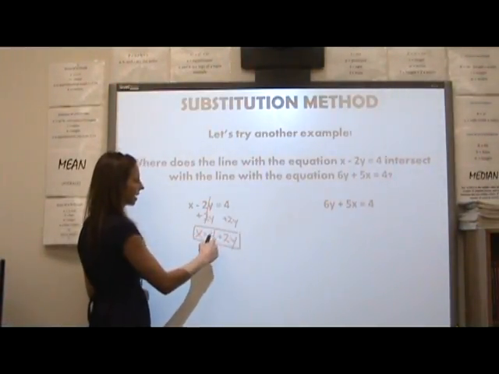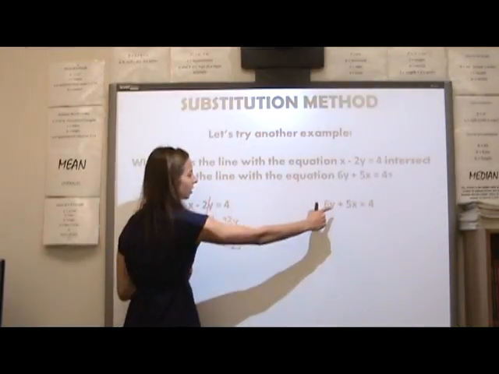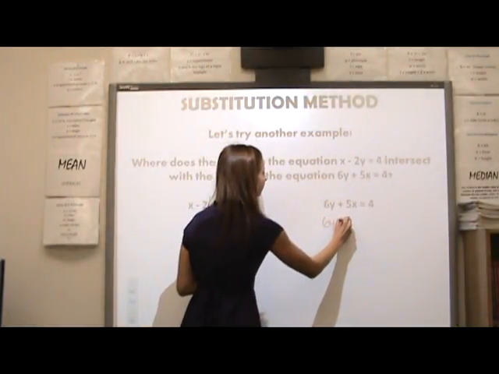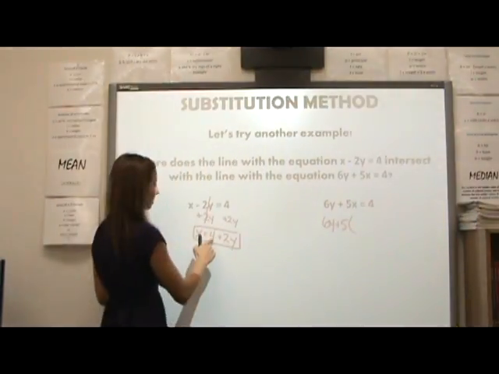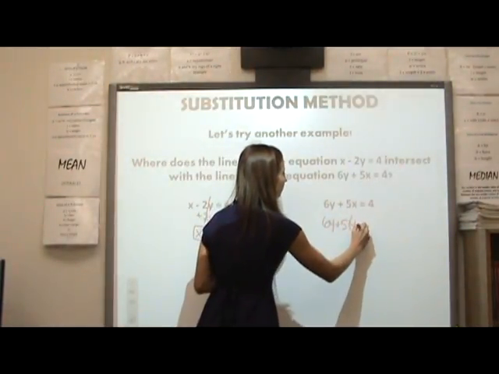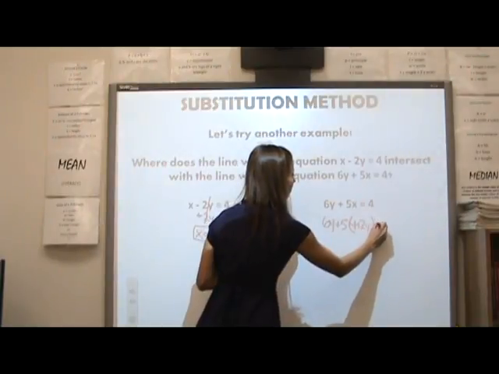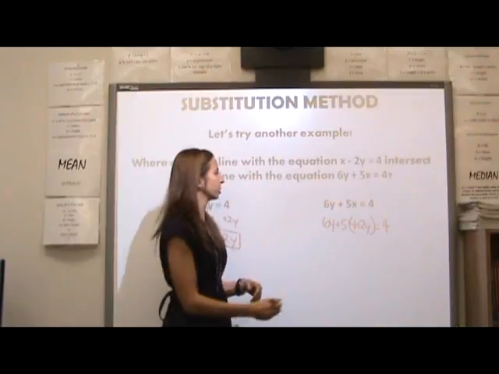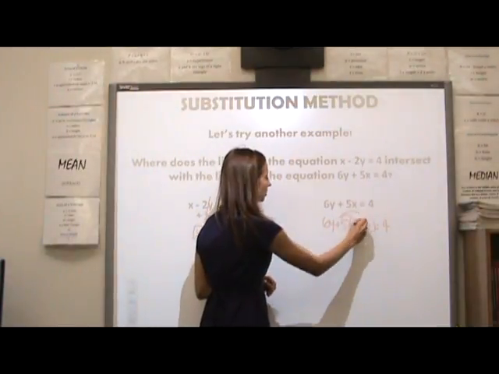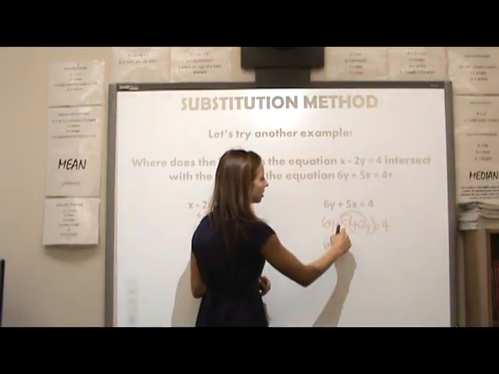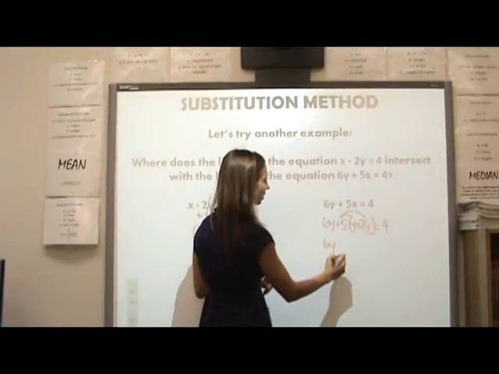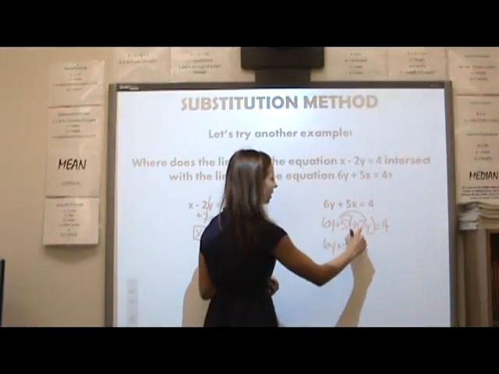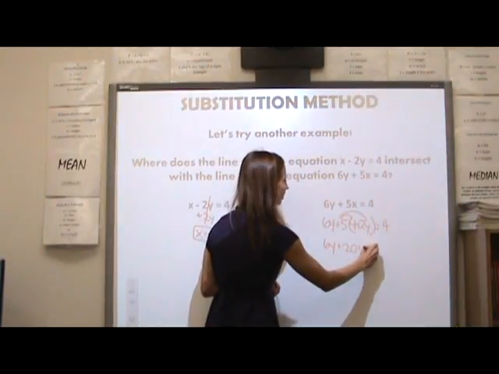Now that we know our x, we're going to plug this into our other equation. So 6y plus 5 times 4 plus 2y. Next step, we have to distribute. Drop this down. 5 times 4 is going to be 20. 5 times 2y is going to give us 10y.